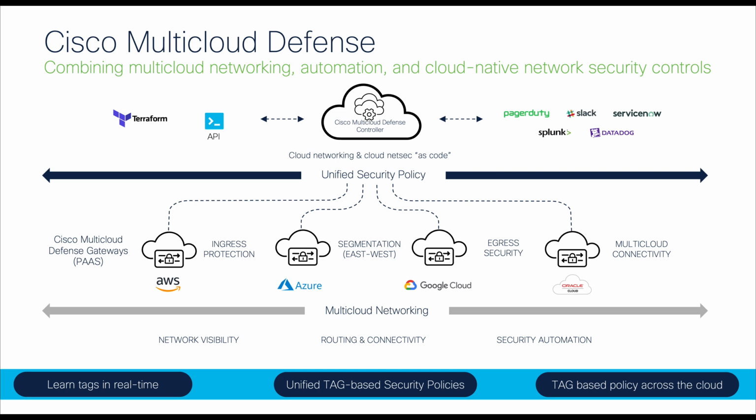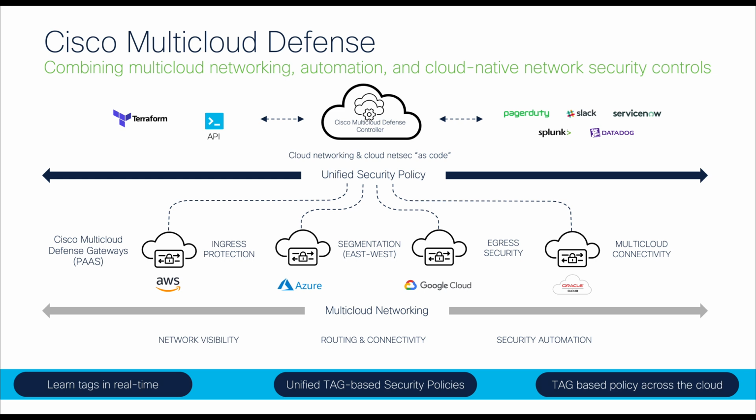Now, in terms of what kind of benefits we give with multi-cloud defense, you can enable visibility. When you onboard your account, you can enable visibility. You can automate security deployment. So the controller is smart enough to deploy and insert your gateways in your data path, and it will handle all the complexities related to routing and connectivity.